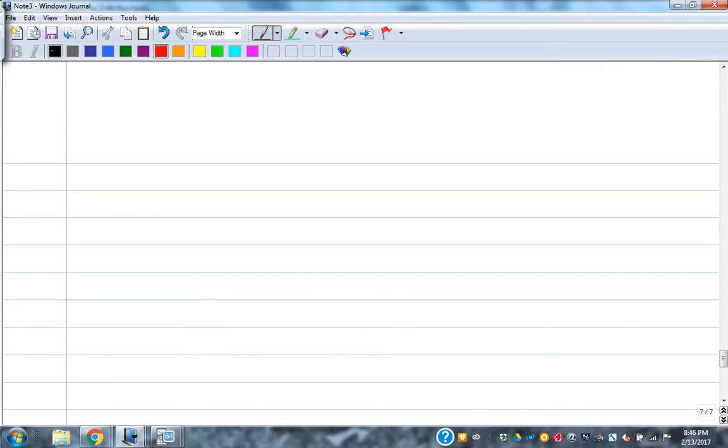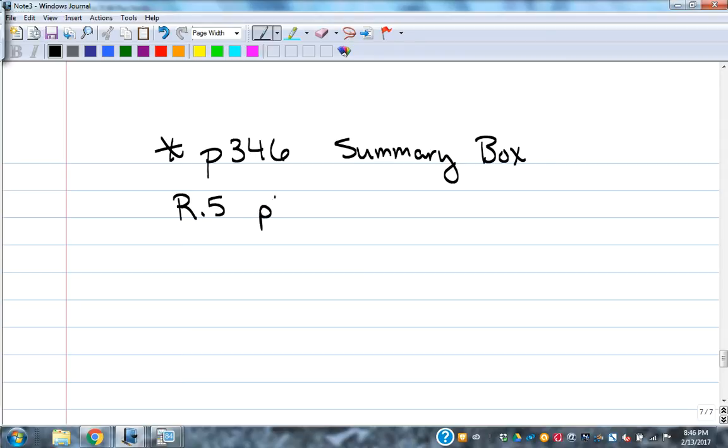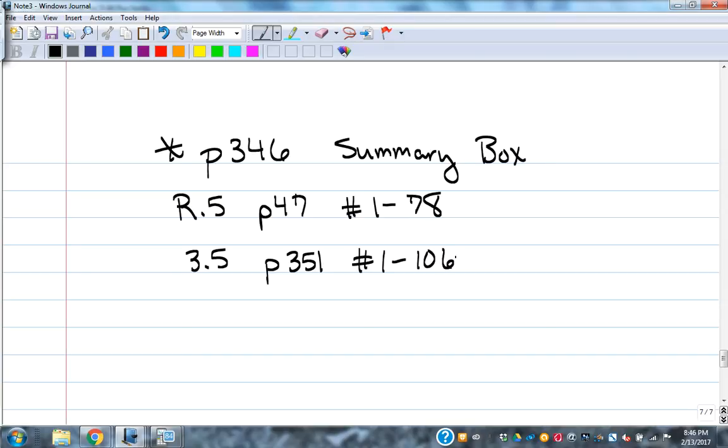So, suggested problems. I want to mention that on page 346, there's a summary box in your book that's really good. Glance at that sometime. It's a good box, especially to keep you organized. Maybe it's a good thing to take a picture of and have on your phone while you're working this. In R5, starting on page 47, anything from 1 through 78, any of those problems would be good things to practice before you try that Canvas quiz. Page 351, 1 through 106.